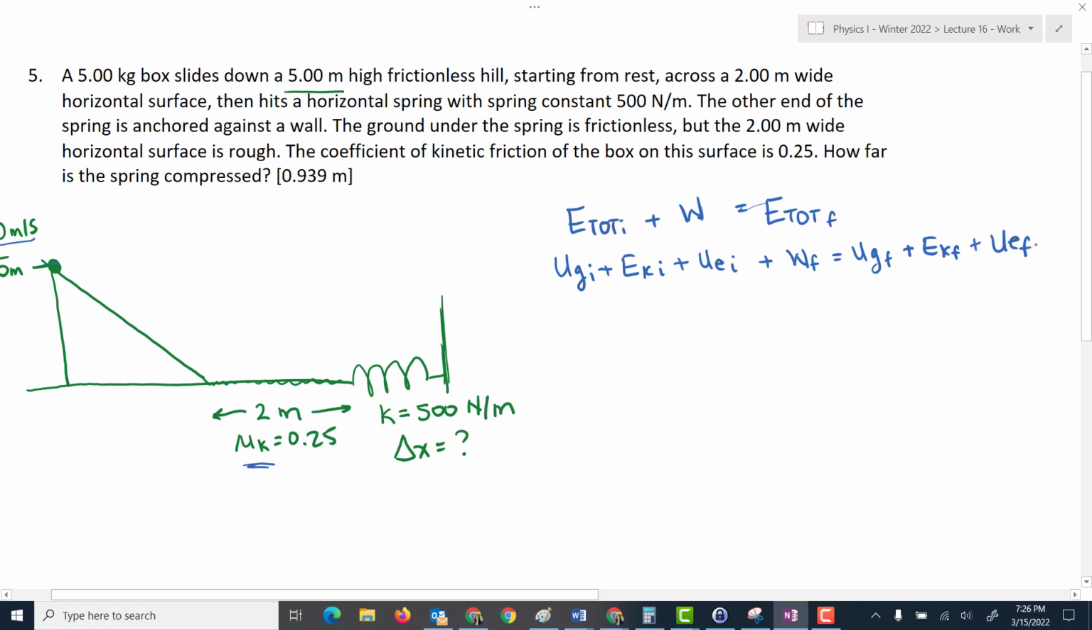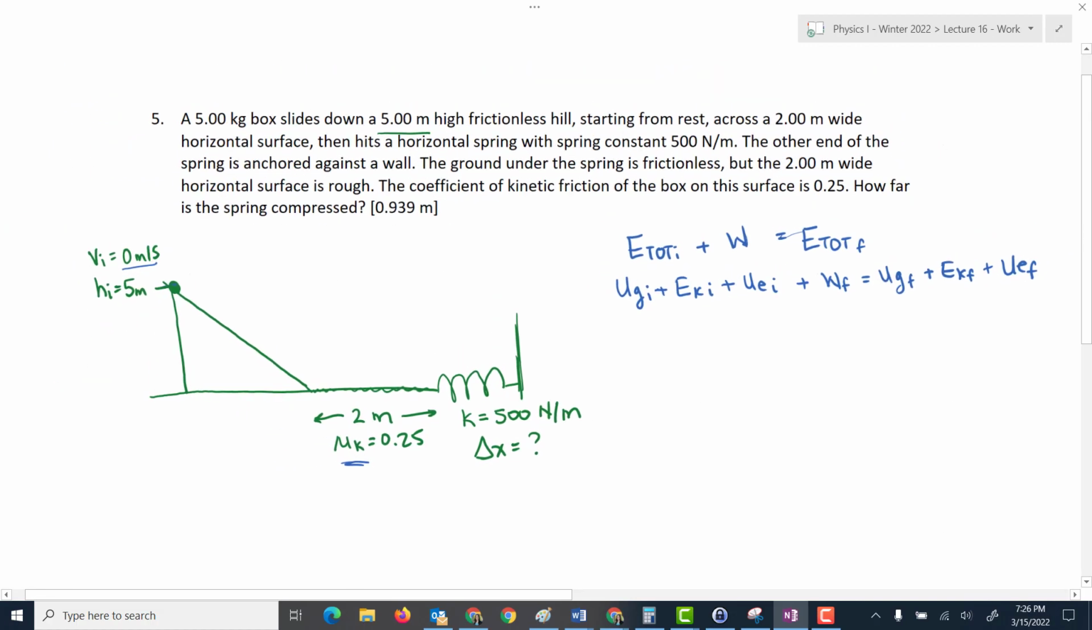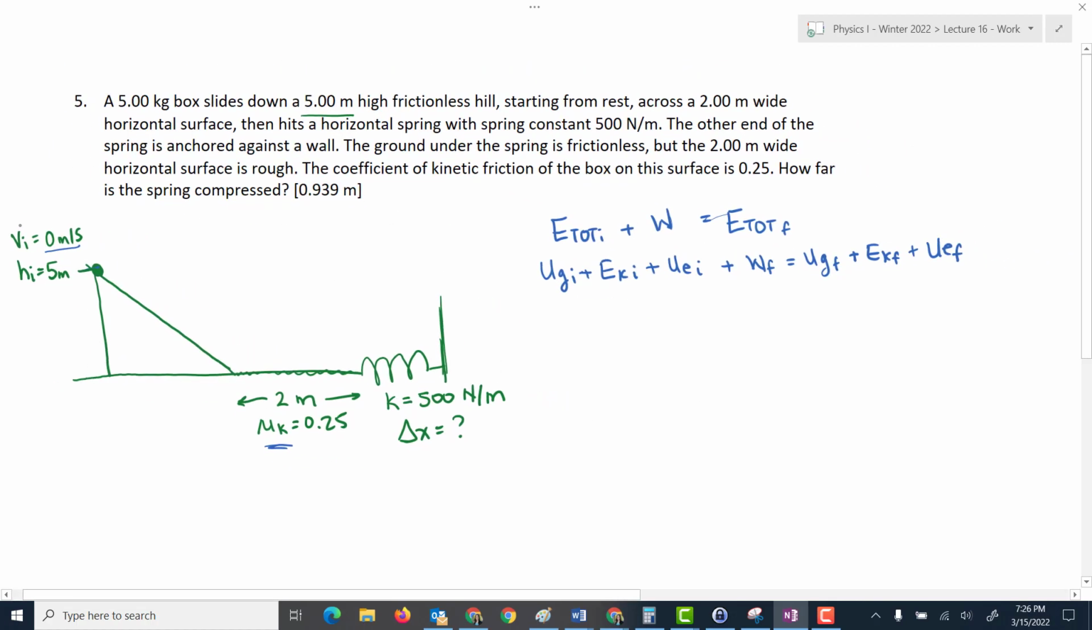Okay, so now let's go through all of them and decide which ones are 0. So initially, we don't have a velocity, so that means that EK initial is 0. Initially, when our box is up at the top of the ramp, our spring is not stretched or compressed. So that means that the delta X up here is 0. So that's the initial delta X is 0. That means it's at its equilibrium position. It's not stretched or compressed. So then that means that the UE initial is 0.